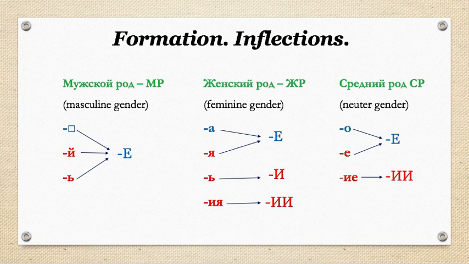Feminine gender: if we have the endings "а", "я", we change them to the ending "е". If it's a soft sign, it goes to "и". The ending "ия", which normally belongs to countries, goes to "ии". And neuter gender: "о" we change to "е", and "ие" goes to double "и", "ии".